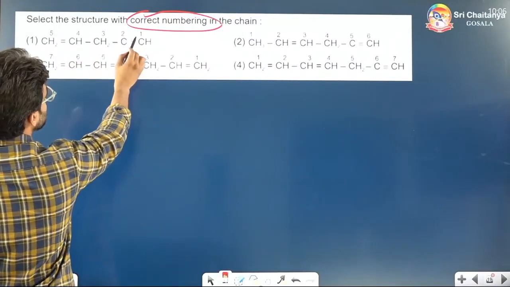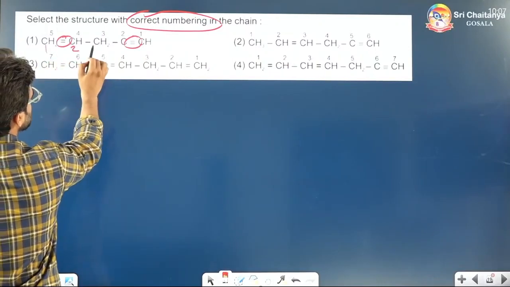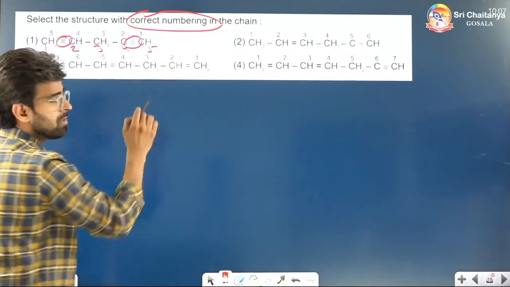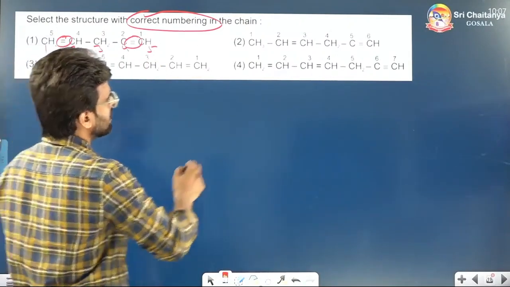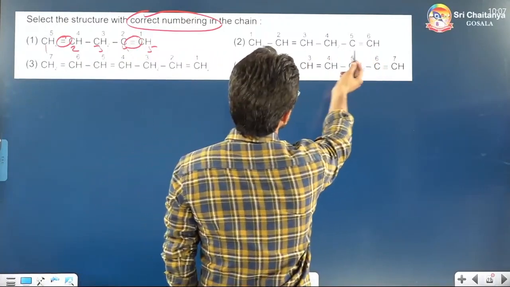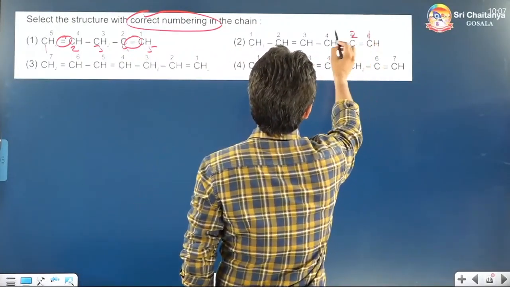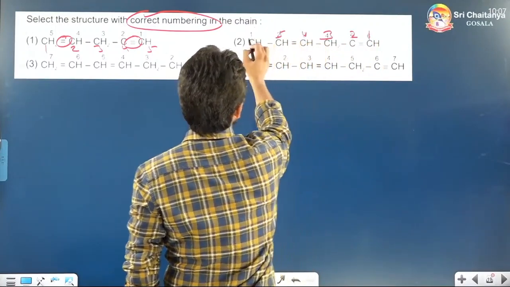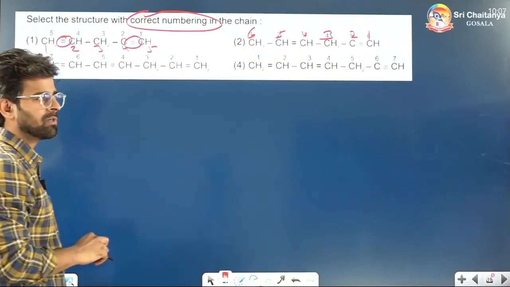Why? Because here is a triple bond, here which bond? Double. I should start from here now. 1, 2, 3, 4, 5. Because both are getting the same location. Right? Very good. Is it right? No, I should start from here. 1, 2, 3, 4, 5, 6. Very good. Fourth. All of you are giving the fourth answer, right?